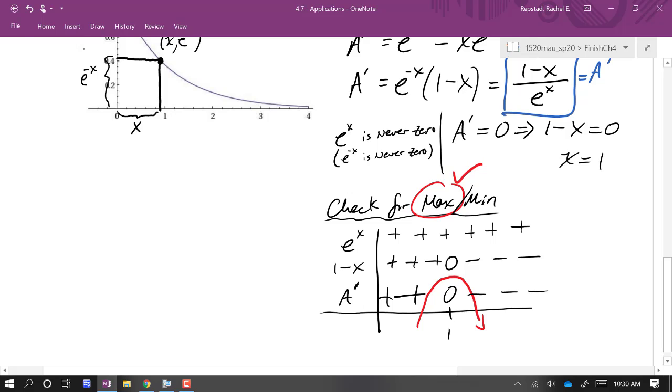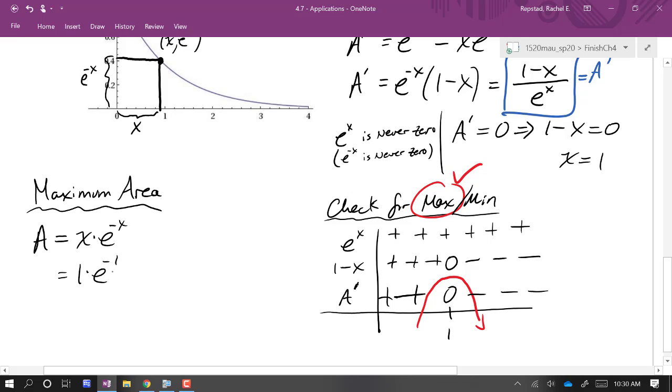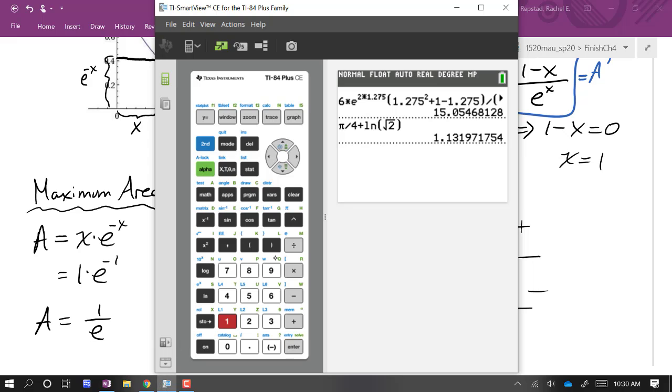They didn't say find what x gives us a maximum, they said find the maximum area. So we have one more thing to do before we're done, and that is just evaluate our area function. Area was x times e to the negative x. That's 1 times e to the negative 1, or 1 over e. That is the maximum area. You could approximate it if you like: .368.